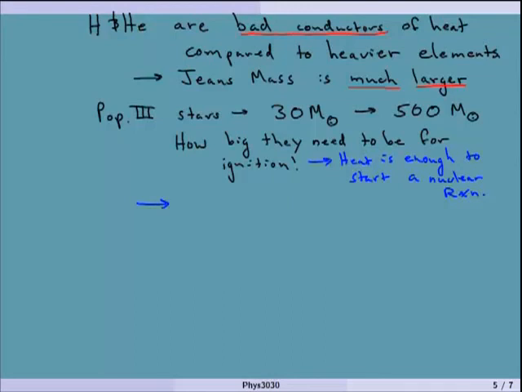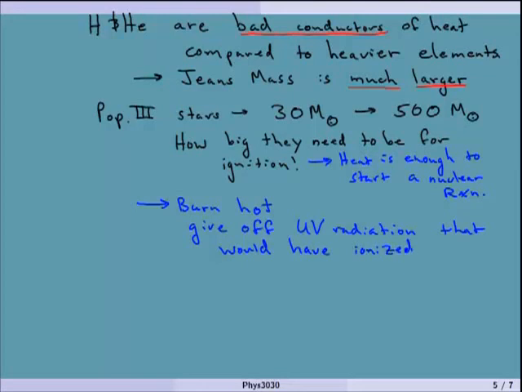because they are so much bigger when they form, they burn really hot and give off ultraviolet radiation that would actually ionize the nearby hydrogen, right? So we have these hydrogen molecules, and hydrogen usually comes as a molecule with two atoms attached to each other by molecular bonds.